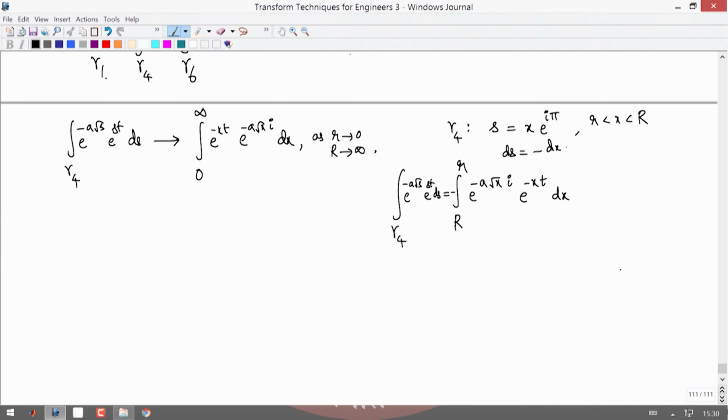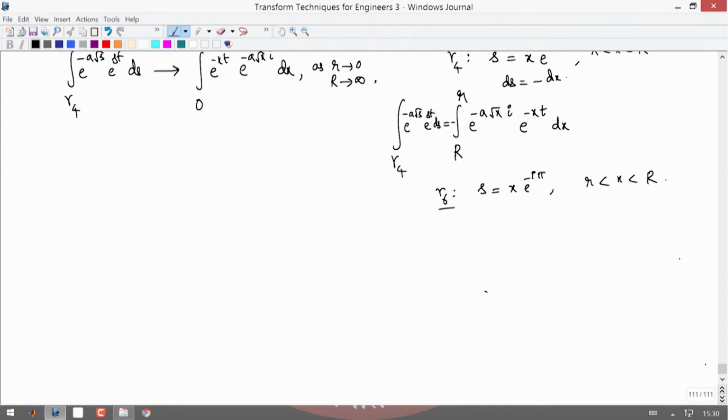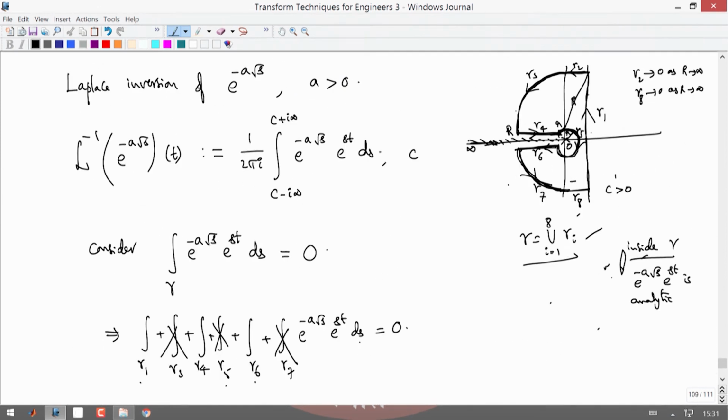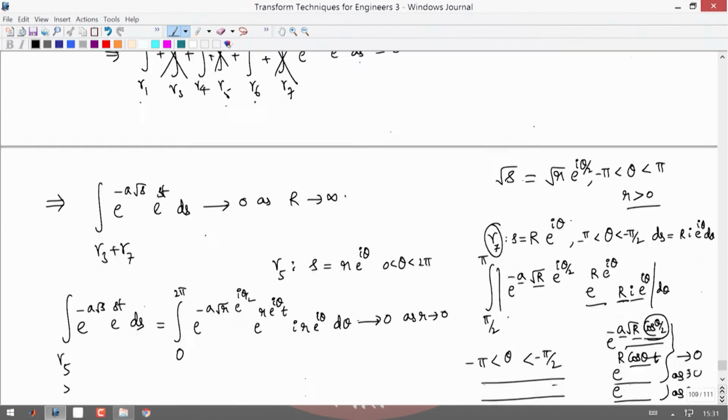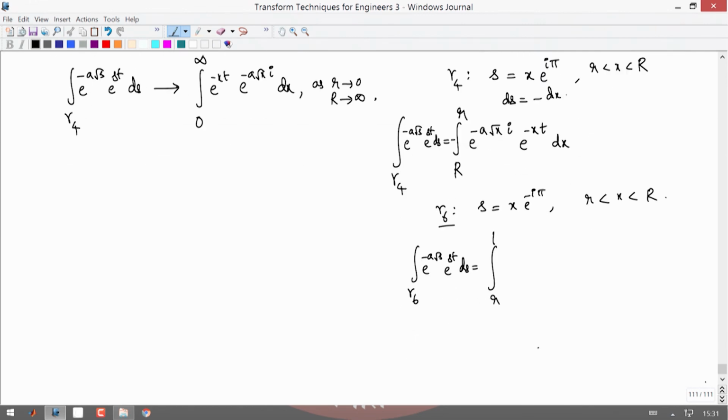If you look at gamma 6 the same way, you have x times e power minus i pi as the parameterization. The integral over gamma 6 of e power minus a root s e power s t ds is equal to, because of the direction coming from this to this, the integral from small r to big R. And what is ds? ds is cos pi, that is still minus dx.